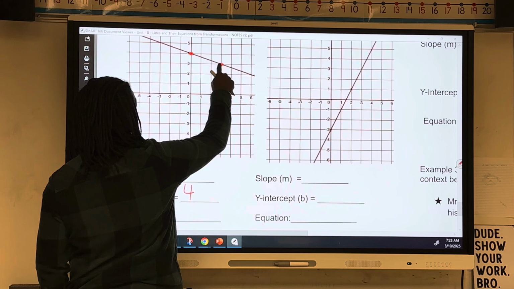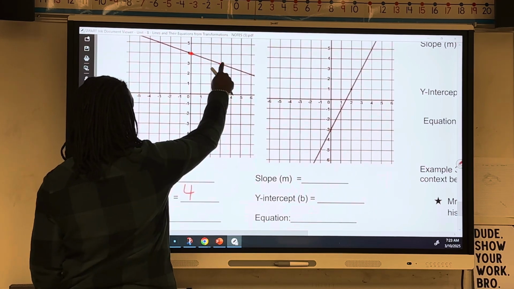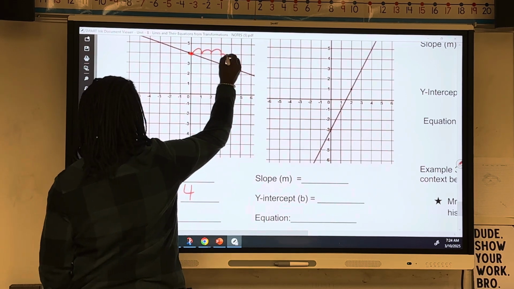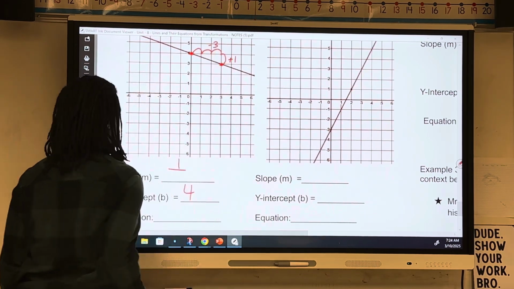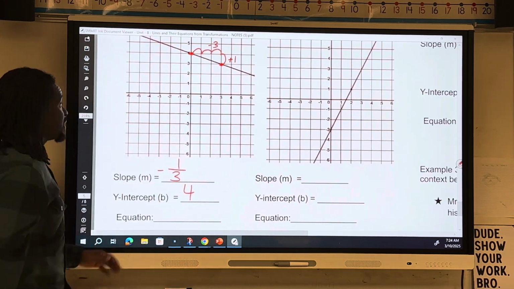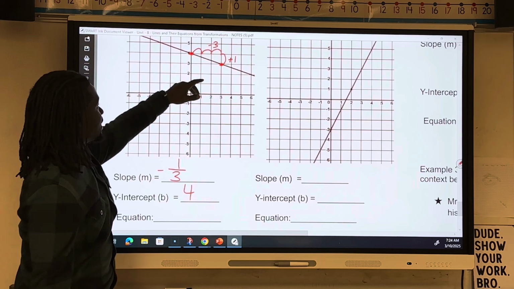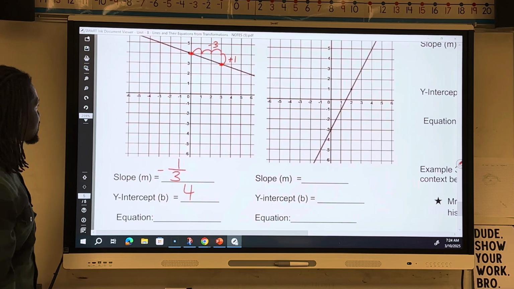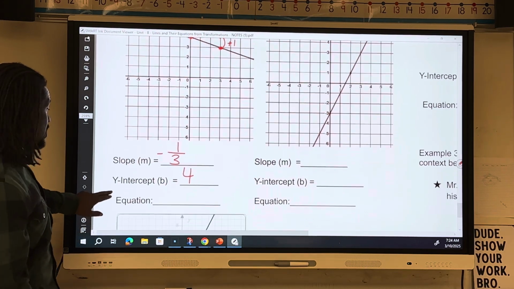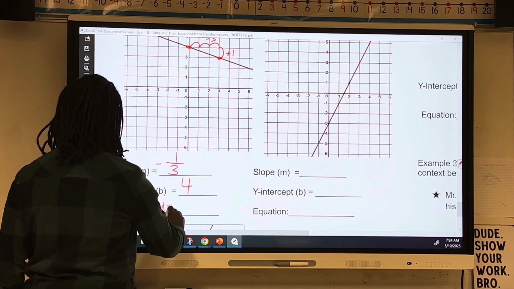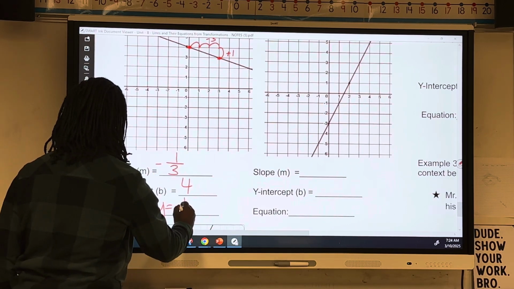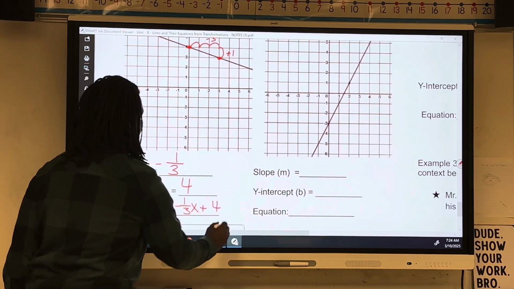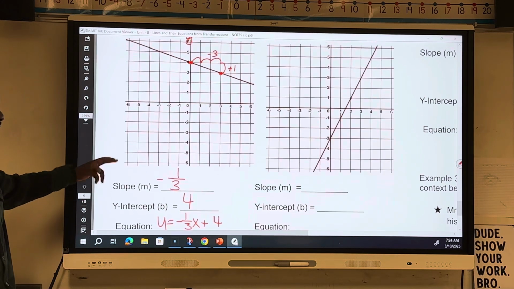So I'm going to start here, go up 1, so I am rising 1, and then I'm going back 1, 2, 3. So that is a +1 and then a -3. My slope is going to be -1/3. Keep in mind that this is a negative slope, so it needs to be negative. From there, I just write my equation: y equals m, which is my slope, -1/3, x plus my b, which is the y-intercept.